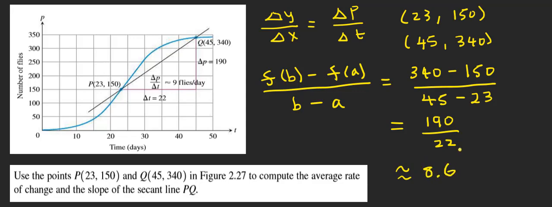Now, what is the unit of measurement? It's going to be change of P, which is number of flies, over days. So it will be 8.6 flies per day. Which means during this interval from 23 to 45, on average, 8.6 flies were added each day to the population.